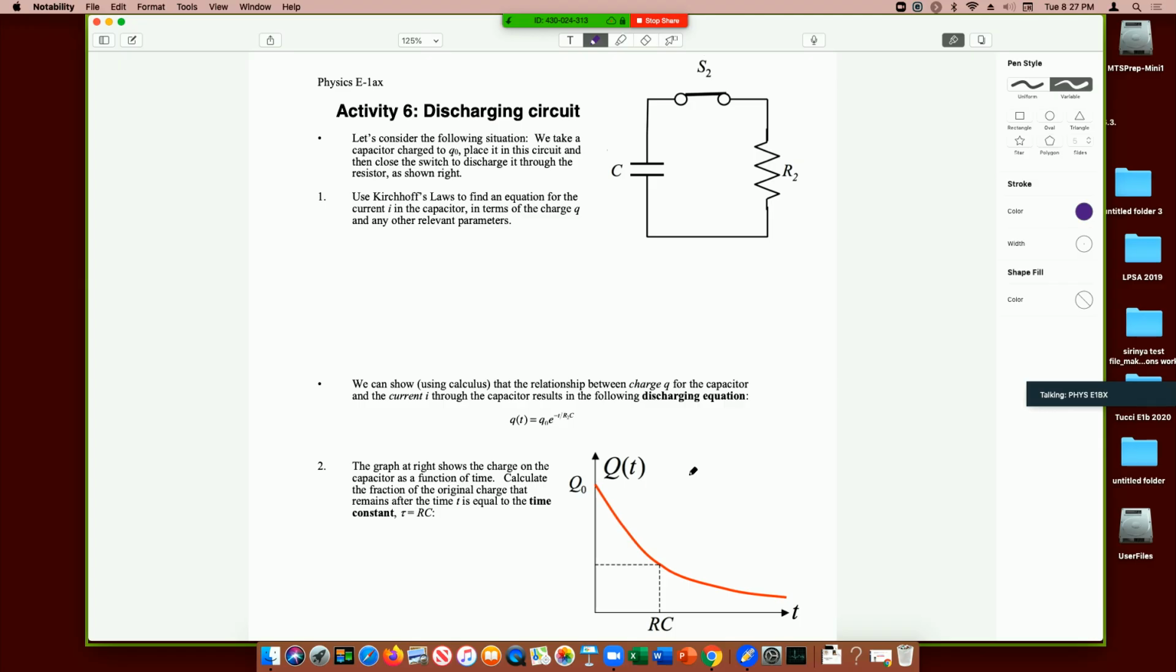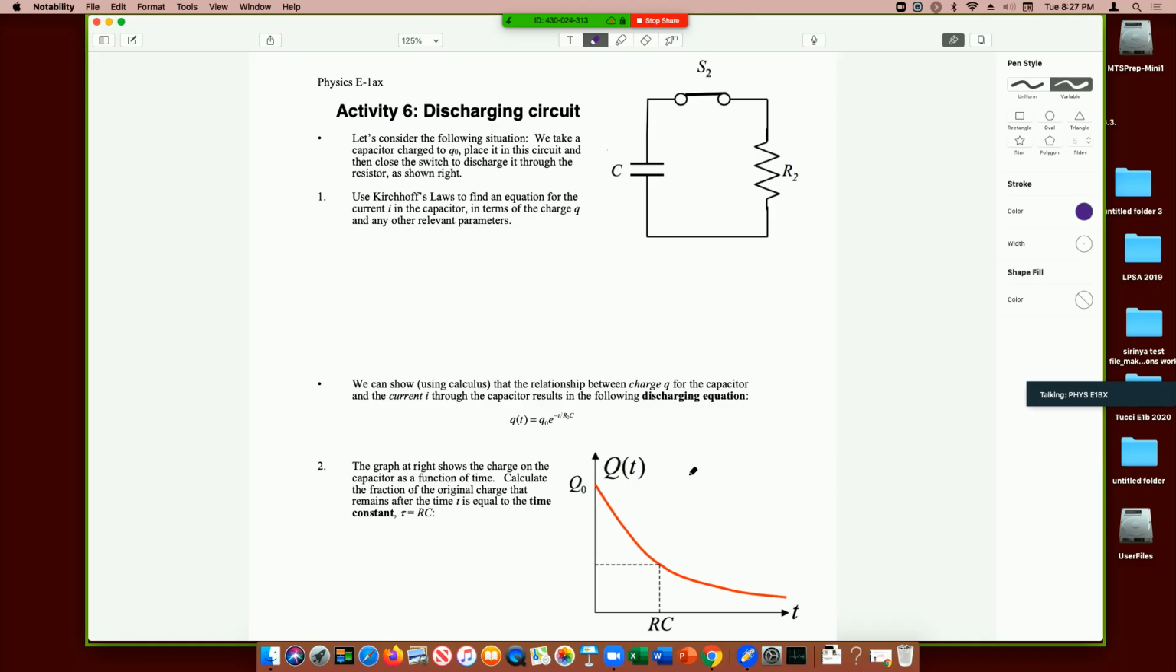What do you think happens? We've got the capacitor, it's already charged up. I've charged it up somewhere else before, and then I bring it over, put it into this circuit, and close the switch. What do you think is going to happen to the capacitor? It'll discharge, right? The charge will leave the plates and go through the resistor. We can apply the same junction rule to this situation as we did to the circuit we just had with the two resistors in parallel.